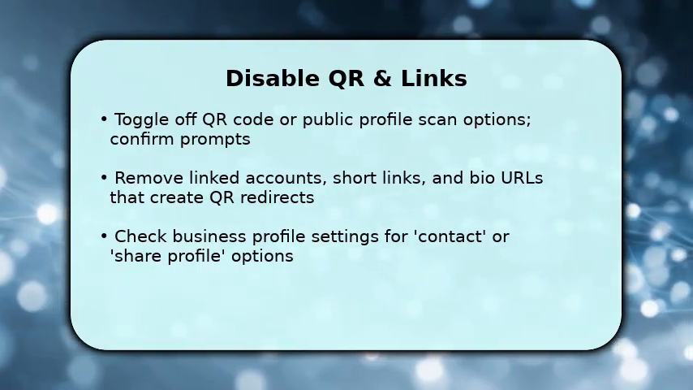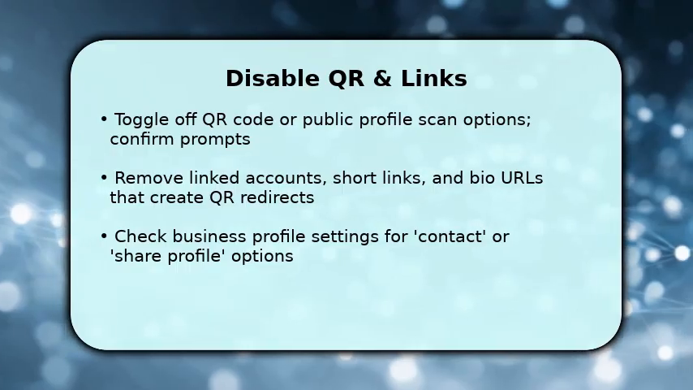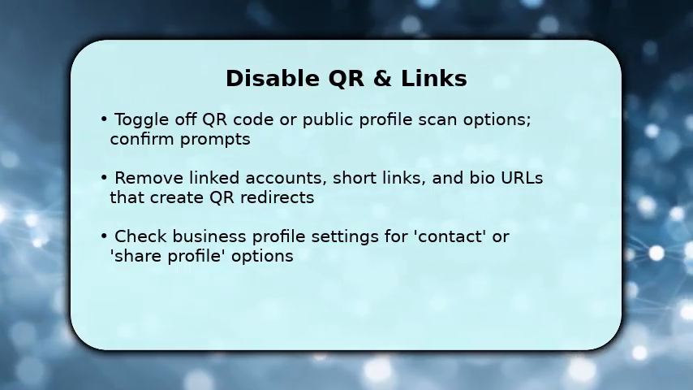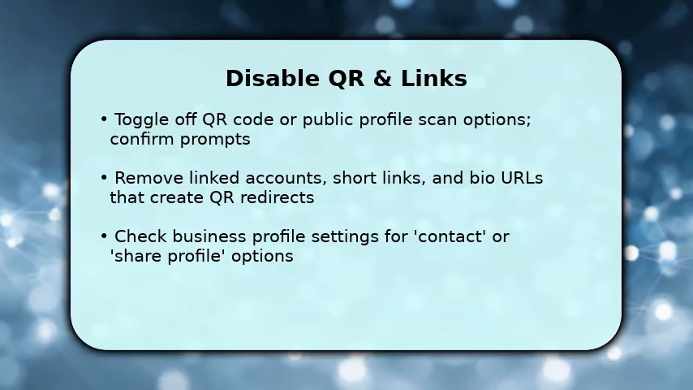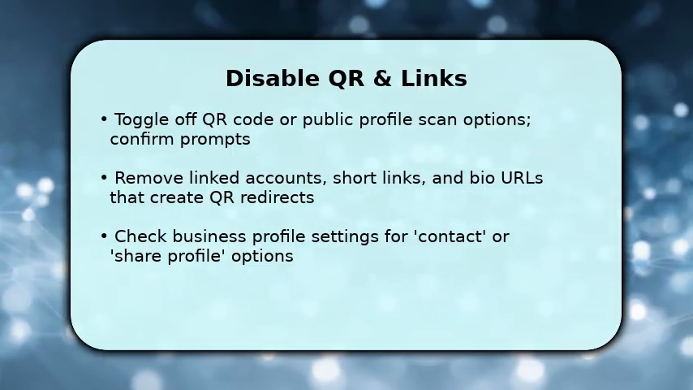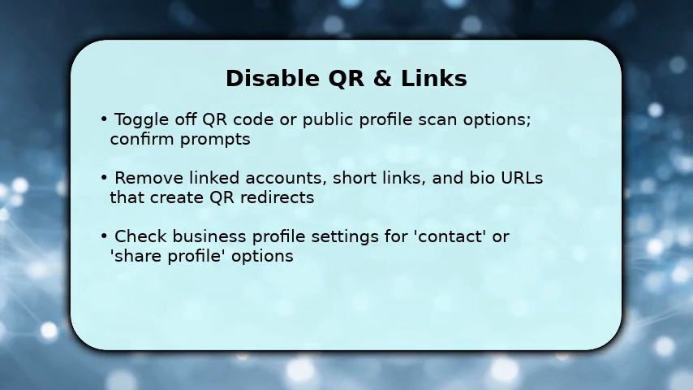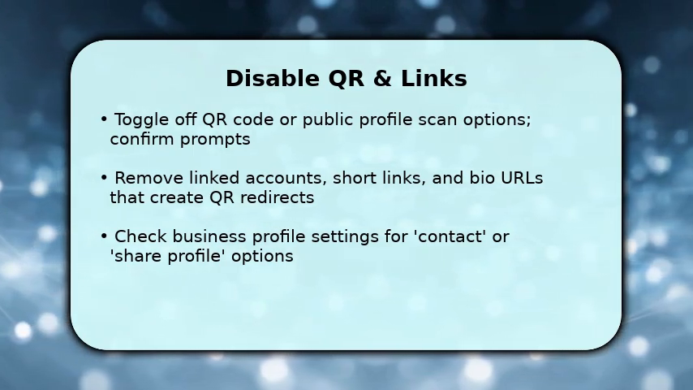If you have a business or creator profile, inspect contact and share profile settings and turn off any shareable contact points. Make sure to save each change. Otherwise, the QR may remain active despite toggles appearing off.